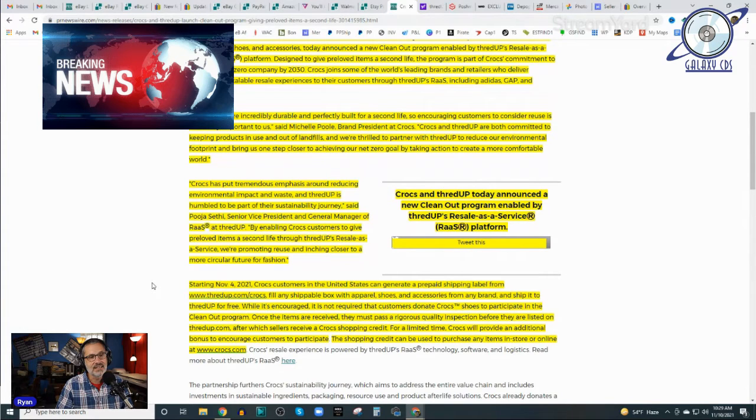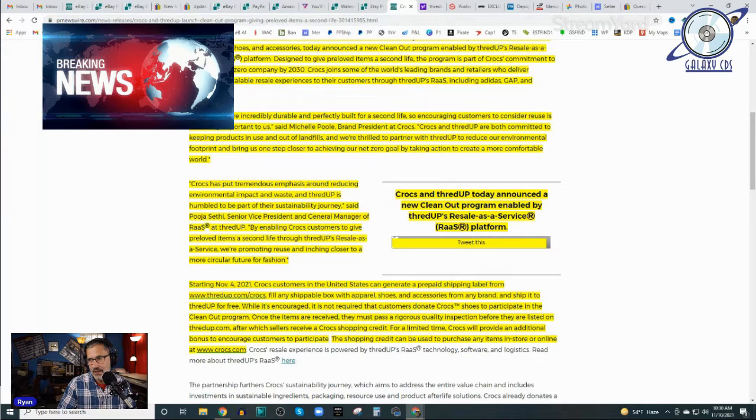Crocs customers in the United States can generate a prepaid shipping label from ThredUp.com/Crocs. Fill any shippable box with apparel, shoes, and accessories from any brand and ship it to ThredUp for free. They say while it is encouraged, it is not required that customers donate Crocs shoes to participate in the cleanout program. As always, once the items are received, they must pass a rigorous quality inspection before they're listed on ThredUp.com, after which Croc sellers will receive a Crocs shopping credit for a limited time. Crocs is providing an additional bonus to encourage customers to participate. The credit can be used to purchase any items in-store or online at Crocs.com.